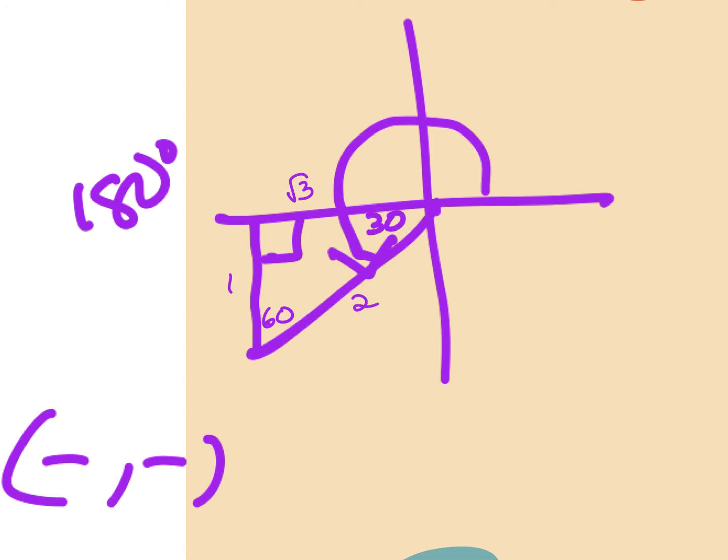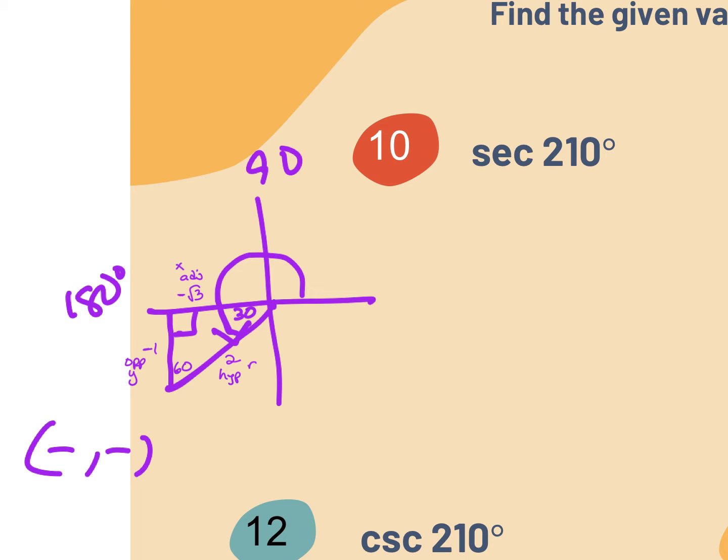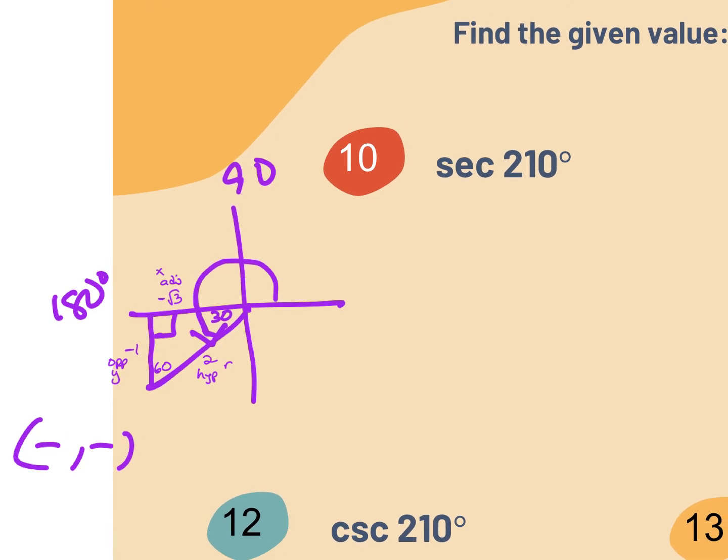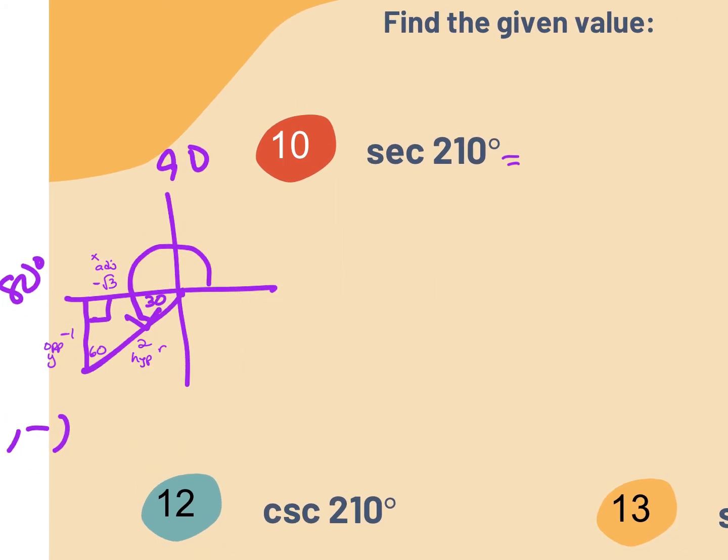Again, signs are negative, negative. So your x and your y are both negative. This is adjacent, which is also x. This is opposite, which is y. This is hypotenuse, which is r. So for secant, this is the reciprocal of cosine. So reciprocal of cosine, you're either memorizing it as r over x or hypotenuse over adjacent.